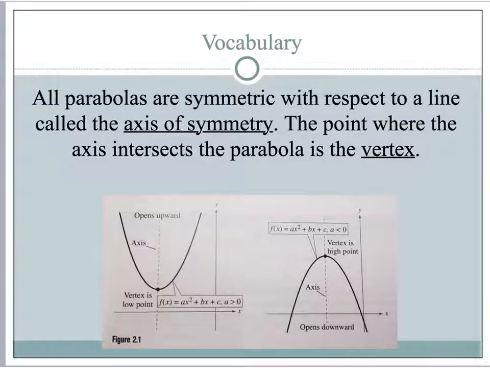Just a little bit more vocabulary. All parabolas are symmetric with respect to a line called the axis of symmetry. The point where the axis intersects the parabola is called the vertex. If you look at these two graphs, one is opening upward, one is opening downward. What you'll notice is a dashed red line, and that's considered your axis of symmetry because it cuts your parabola in half. The lowest point or the highest point is called the vertex.